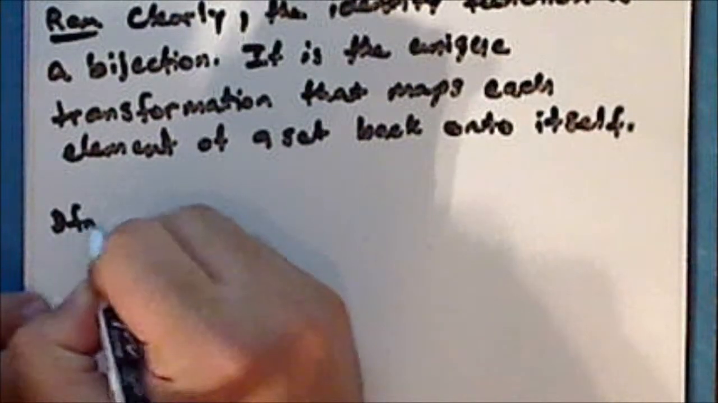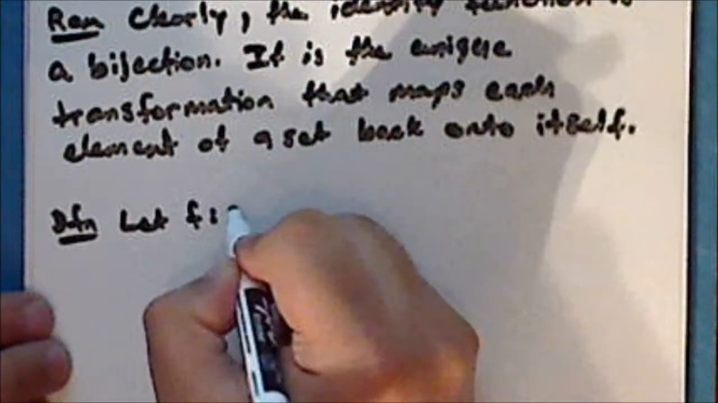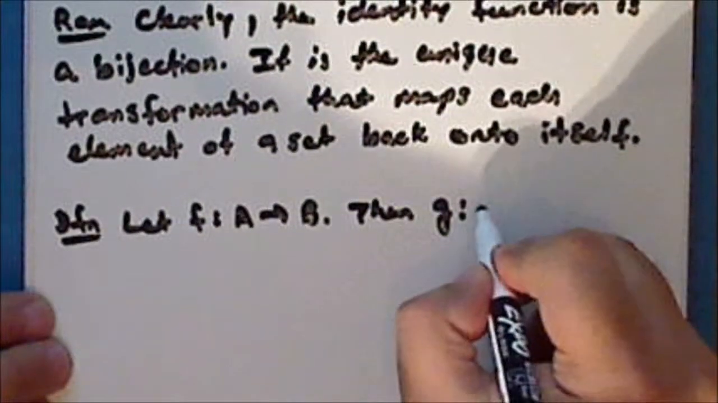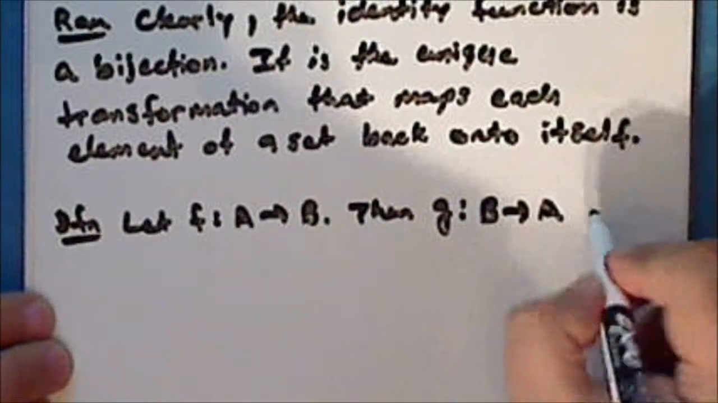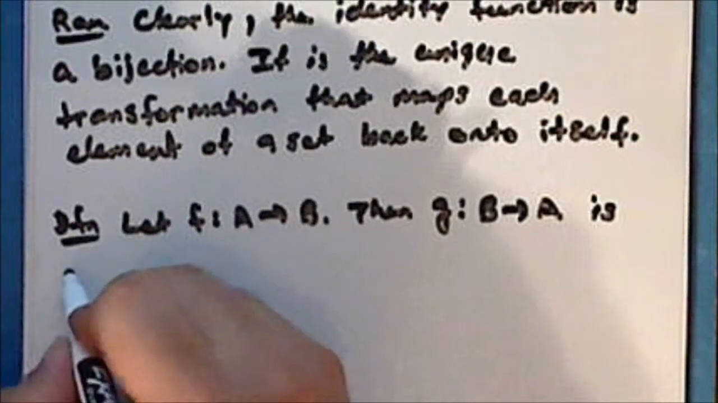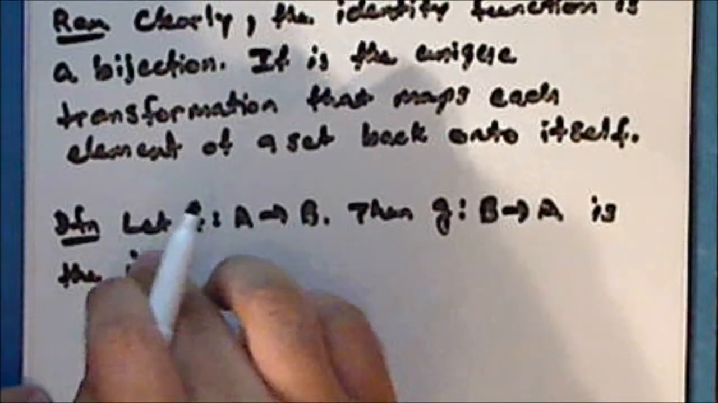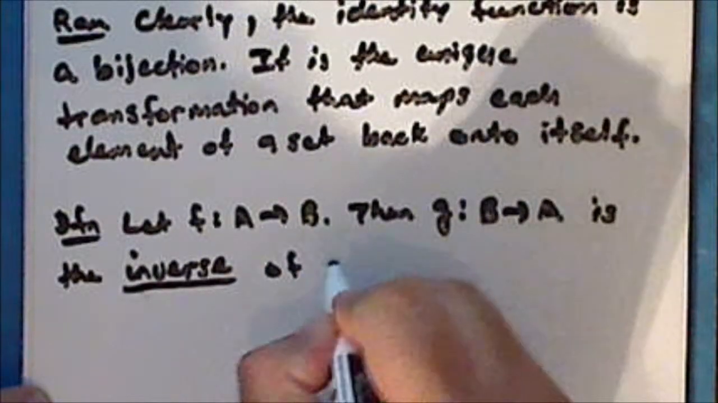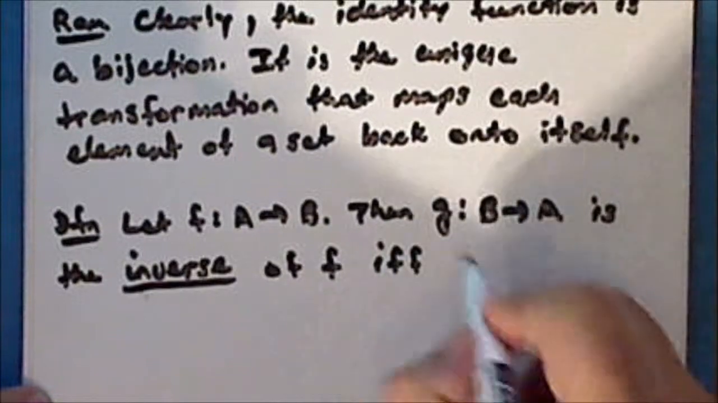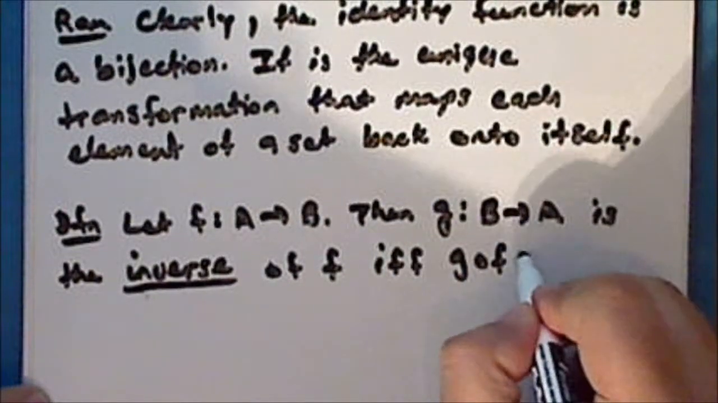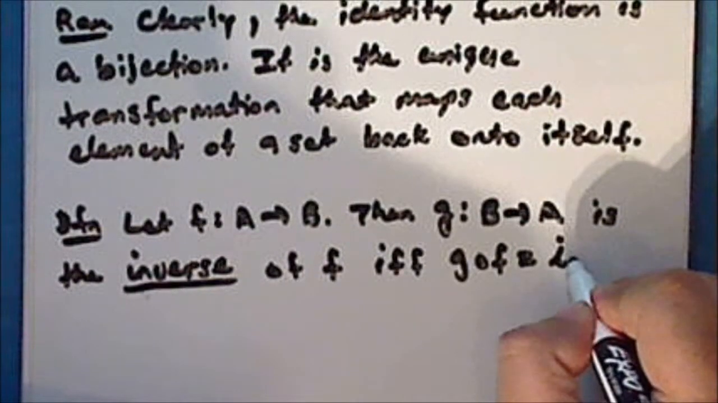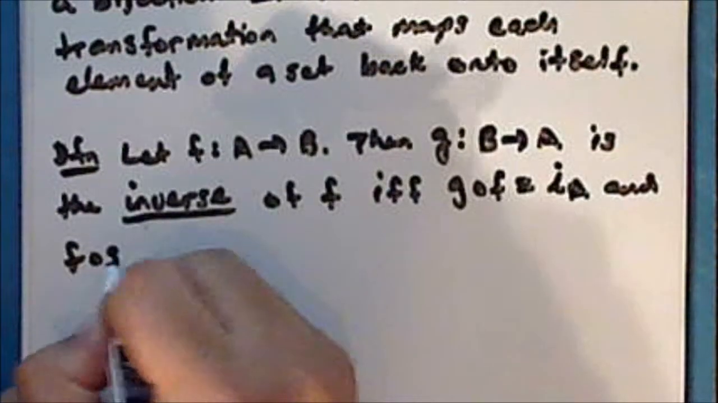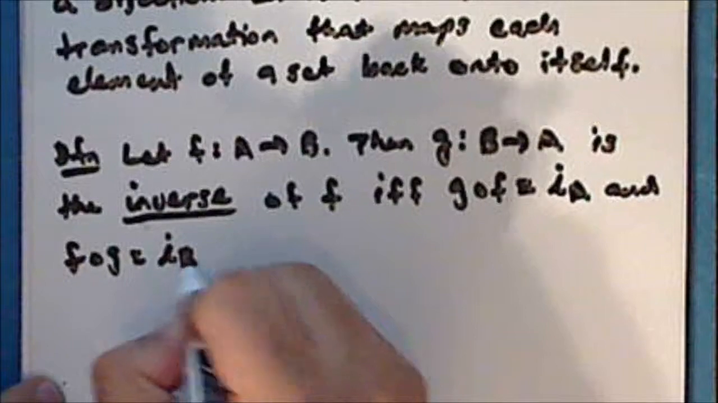So new definition. Let f be a function from the set A into the set B. Then the function g, mapping the set B into the set A, is the inverse function of the function f, if and only if the composition g of f is the identity function on the set A, and the composition f of g is the identity function on the set B.